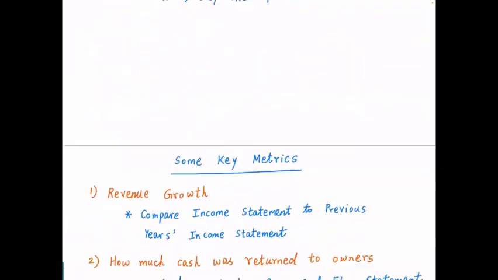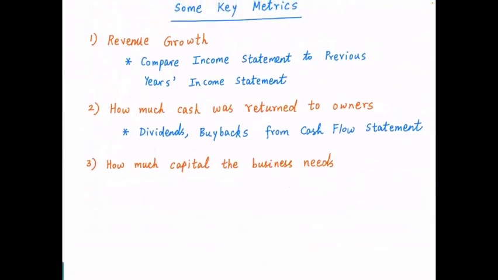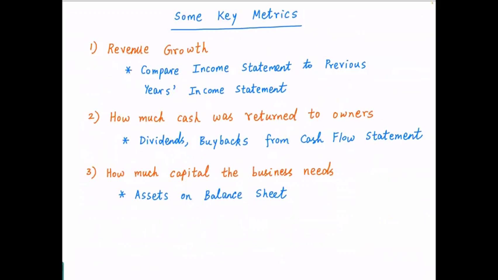That's the answer. Okay, so the third thing is, how much capital does the business need to run? Some businesses have lots of assets. Some businesses don't have much in the way of assets at all. Some businesses need to keep a lot of inventory. Other businesses have no inventory. So if you want to figure out what all the assets are that a business needs to run, how much capital is required by the business, which statement will you look at?